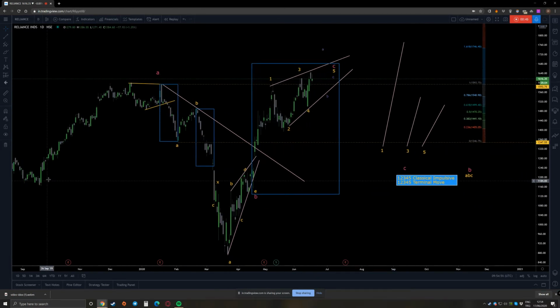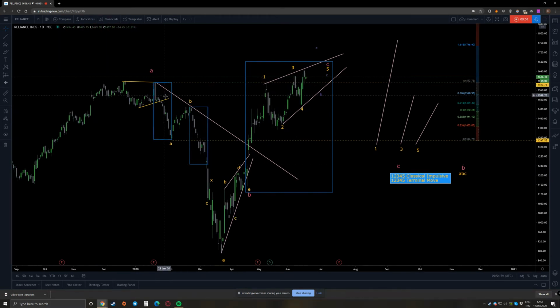So, after this wave A that started like this, we have to understand where this wave B ended. And look, why I didn't put the wave B here but here. Let me try to explain.